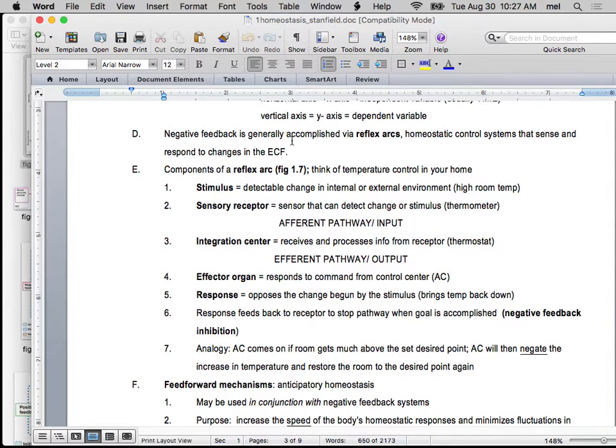Okay, so this is a reflex arc. Now to put these terms together, we've got reflex arcs, we've got negative feedback, and we've got homeostasis. Here's the relationship between them. The reflex arc are the components of the body that maintain homeostasis by negative feedback. Does that make sense?